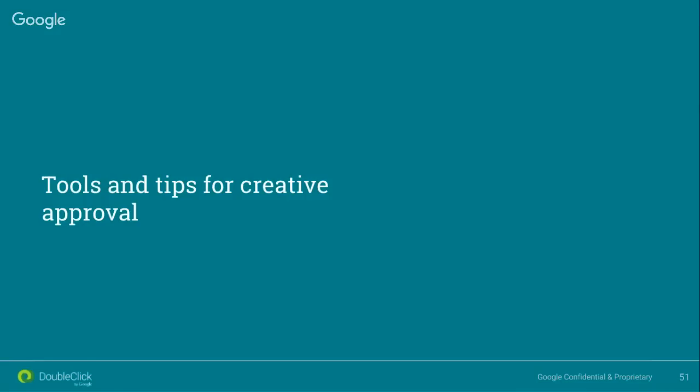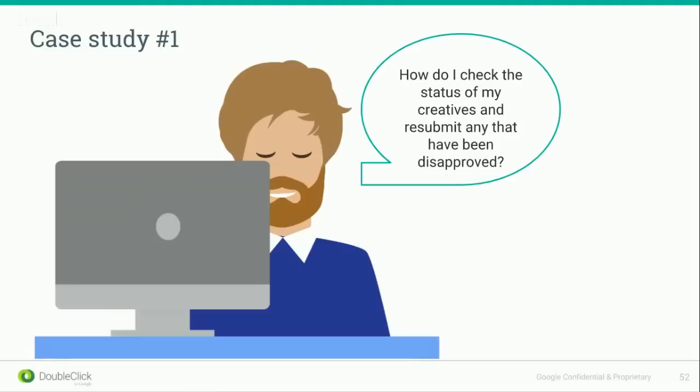Okay, so now that we've talked about the AdX policies and the enforcement process, let's review the tools available that you can use to help your ad creatives get approved on AdX. We also present some frequently asked questions from our buyers. A question that we get quite often is, how do I check the status of my creatives and resubmit any that have been disapproved?